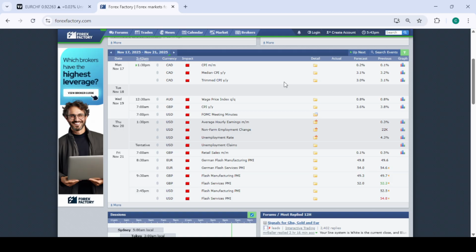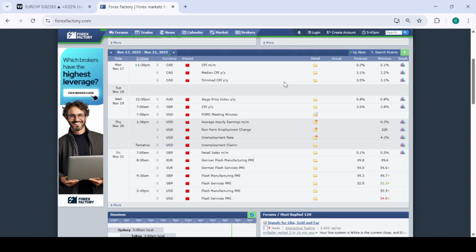On Thursday we are going to have NFP for the US dollar. Due to the US government shutdown for the past weeks, we weren't able to have the NFP, but for the coming week we're going to have the NFP on Thursday. We usually have it on Fridays, but this time around it's on a Thursday, so let's be on the lookout for that if you're holding any USD pair.